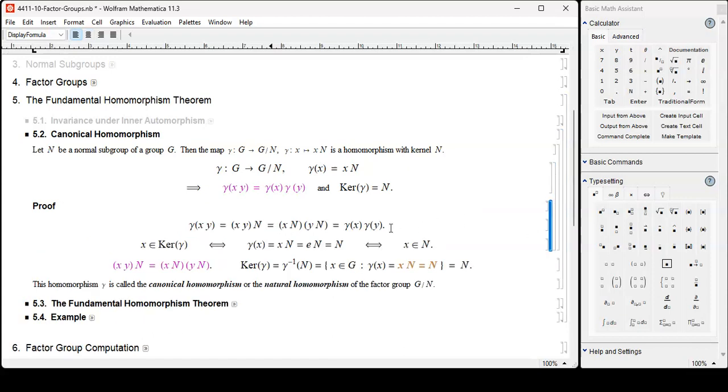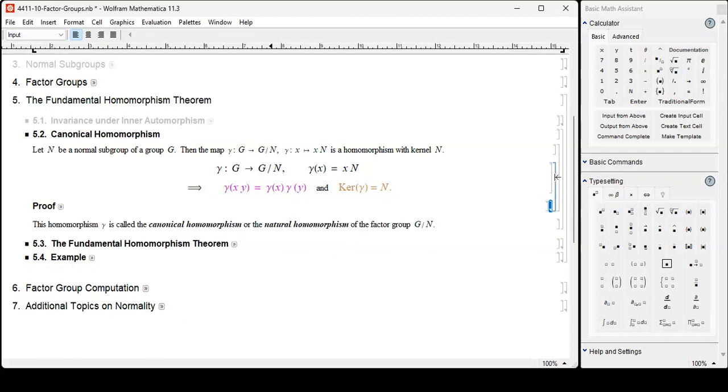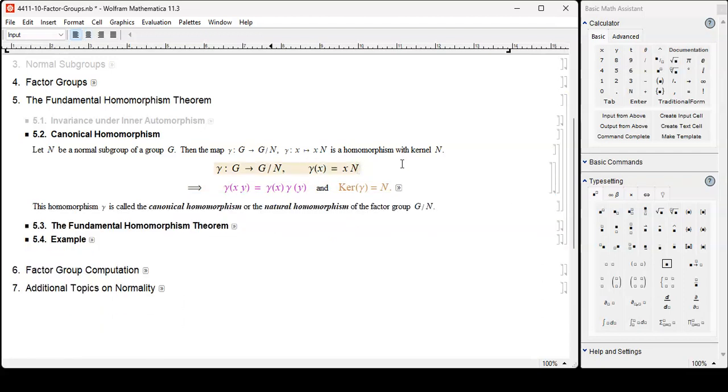Well, here's the proof basically, the first and the second. xN is N if and only if x belongs to N. Simple observation, the details left to the students. So we prove both. So this homomorphism defined like this, each element going to the coset generated by that particular element, is a homomorphism with kernel N.